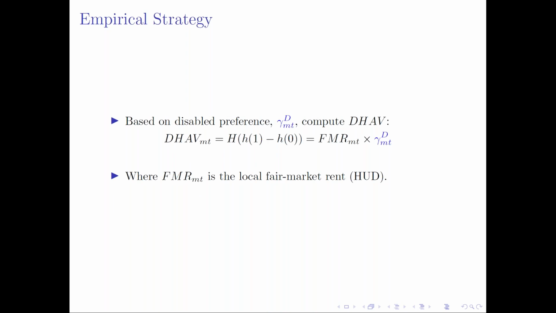Once we have this gamma D, or the increase in the probability of receiving housing assistance, we multiply that by the fair market rent in the area to get the DHAV, or again, the expected annual benefit in dollar value of being a household that has this label as disabled through SSI as opposed to not having it. Next.